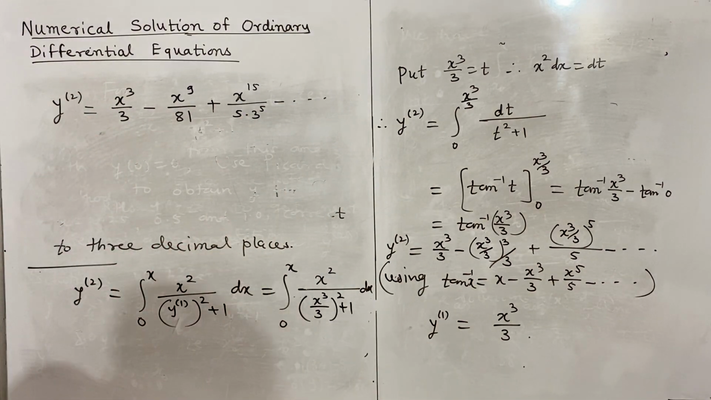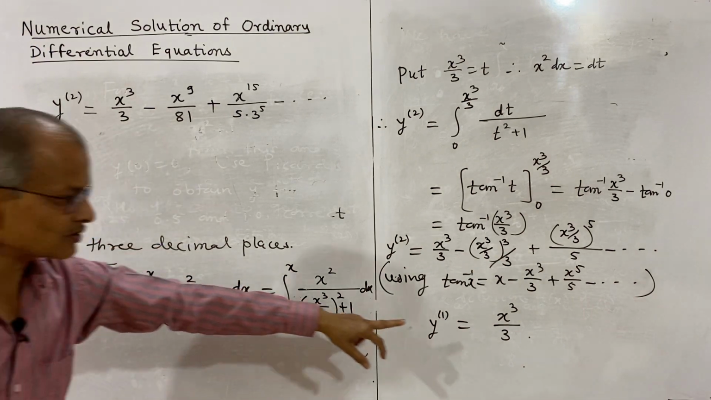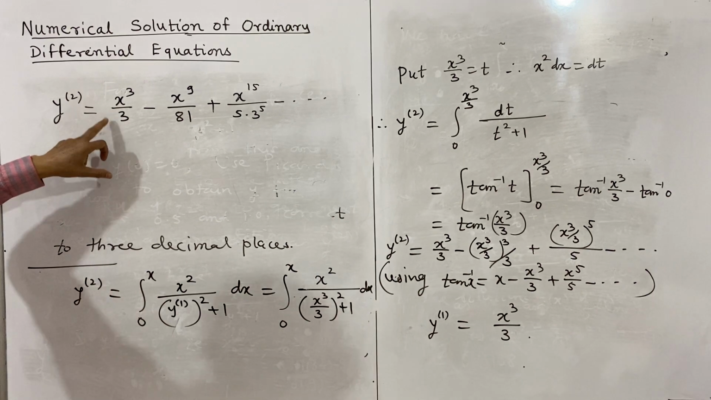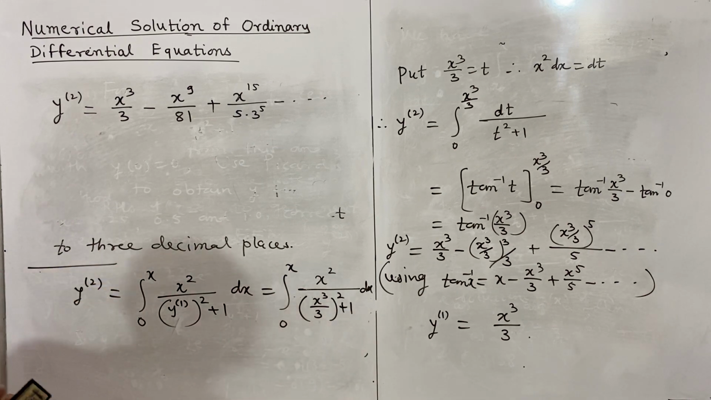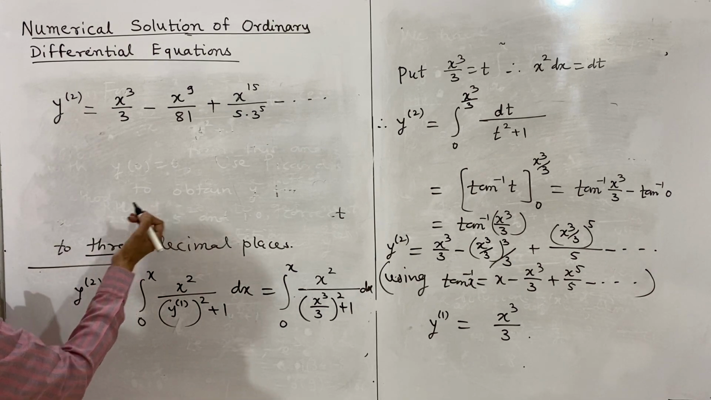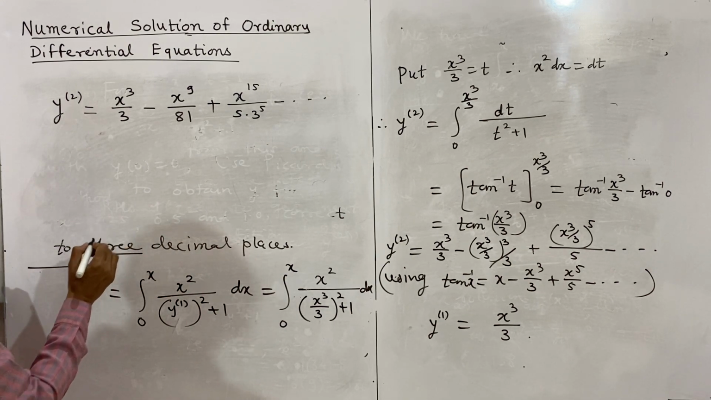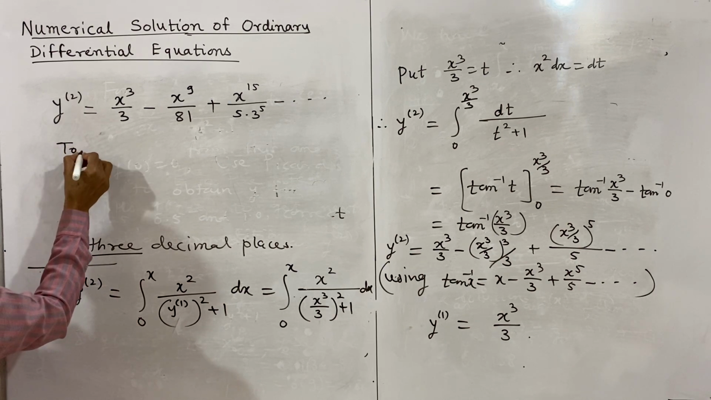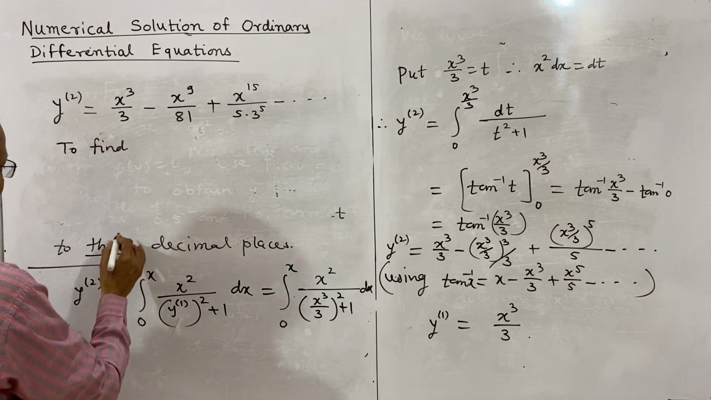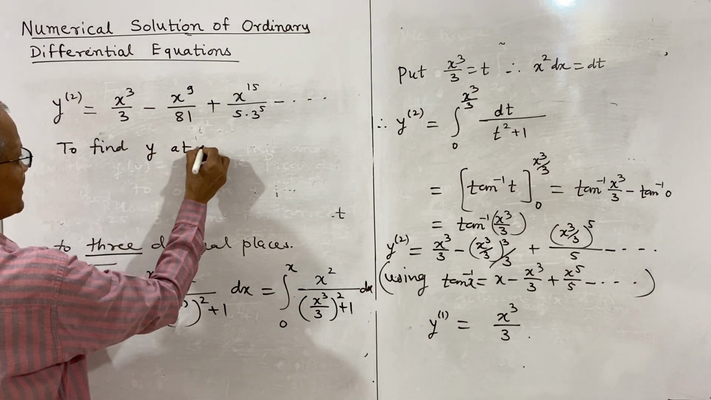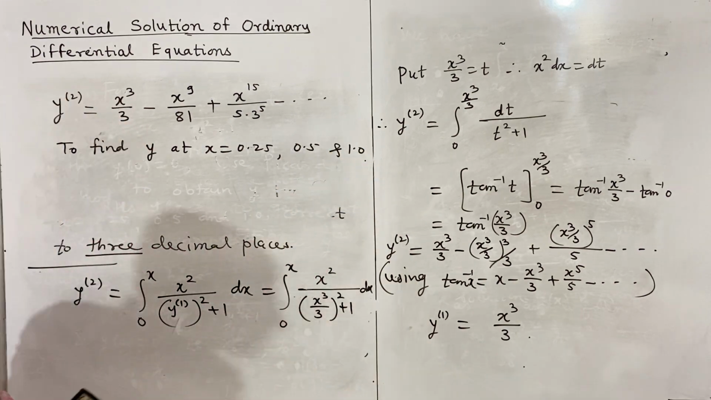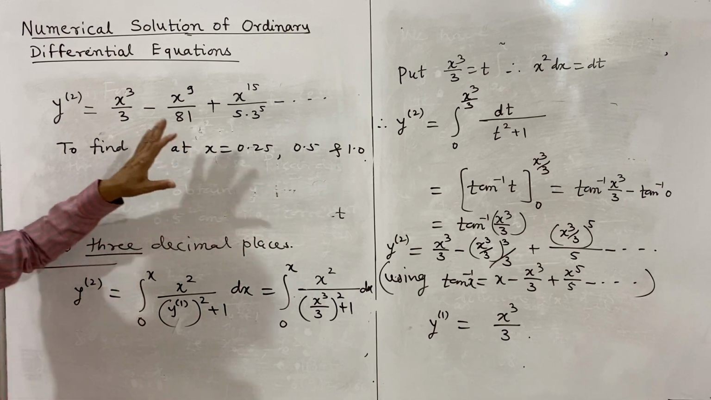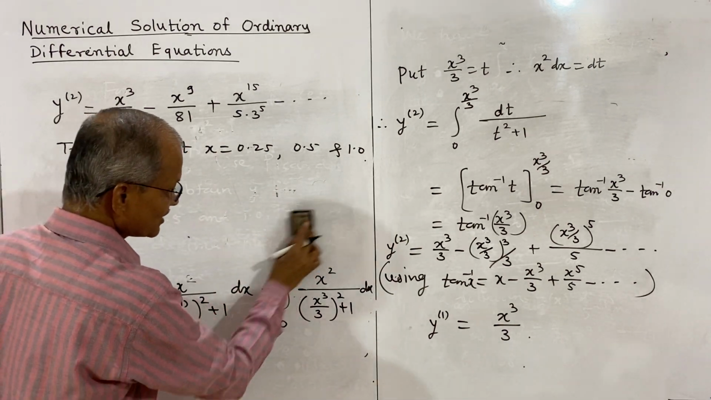So this is the second approximation, and the first approximation has the term x cube by 3, and the second approximation also has the same term. Therefore, to get the values up to 3 decimal places, we are asked to obtain the expansion for this function y at x equal to 0.25, 0.5 and 1. So for 0.25, first we shall see these values up to 3 decimal places.